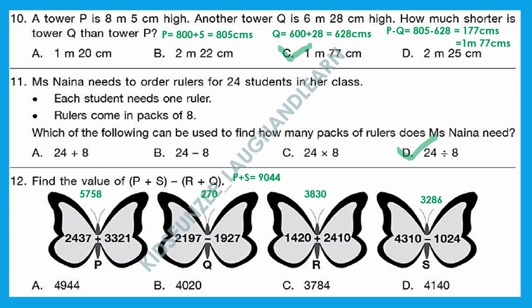9044. Let's find R plus Q. It will be 4100. Now let's subtract it. And what do we get? We get 4944. The right option is option A.